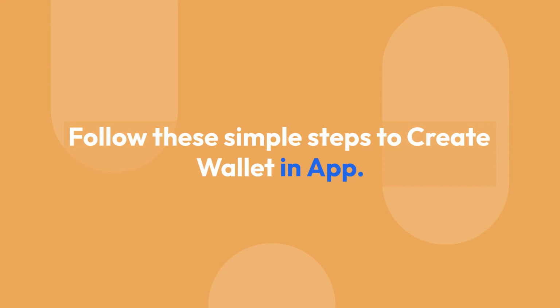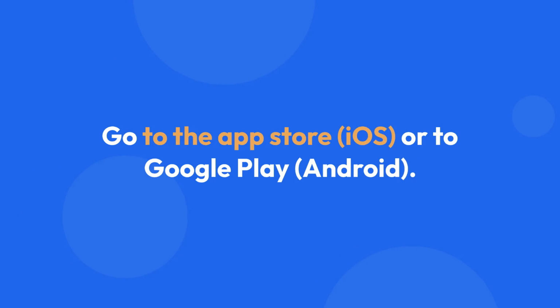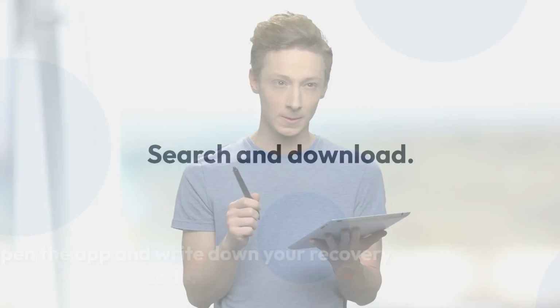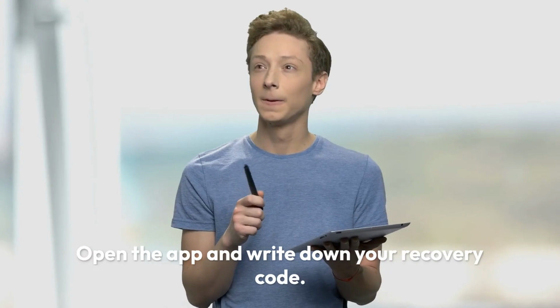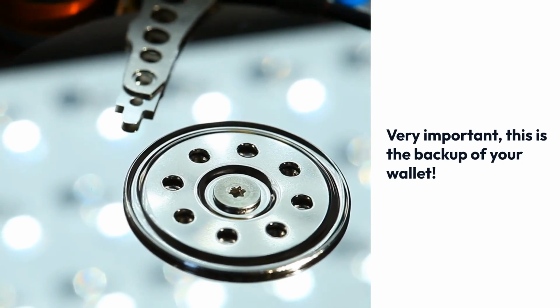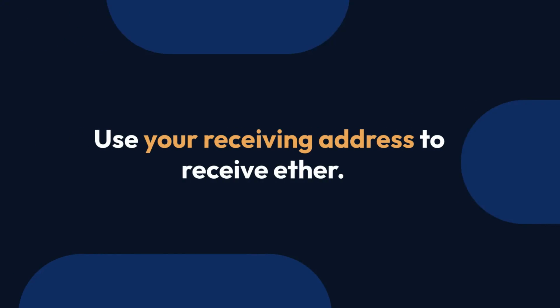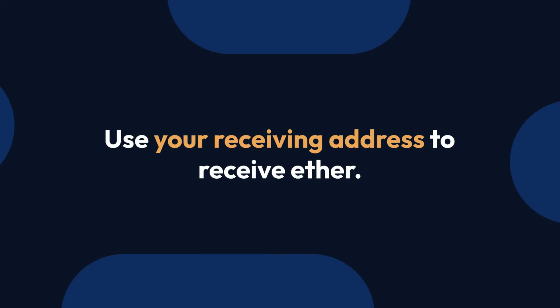Follow these simple steps to create a wallet in the app. Go to the App Store, iOS, or to Google Play, Android. Search and download. Open the app and write down your recovery code. Very important, this is the backup of your wallet. Set a strong password. Add Ethereum to your wallet. Use your receiving address to receive ether.